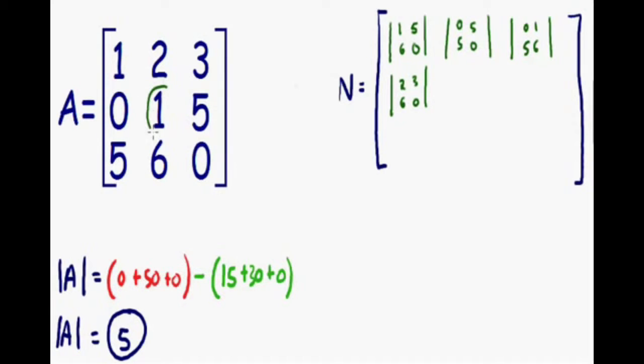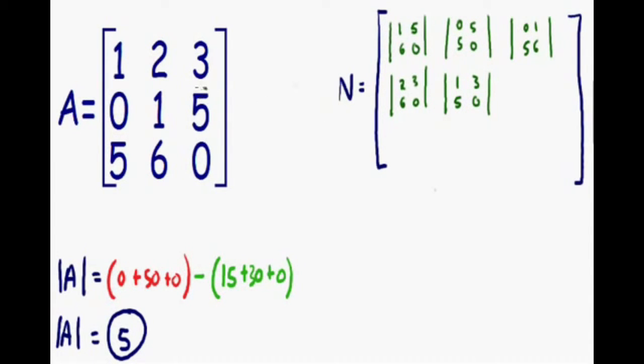So now let's do the same exact thing for our middle number, which is 1. I'm going to cross out the row and the column of this number 1. And we're left with the 2 by 2 matrix 1, 3, 5, 0. So I'm going to copy that 2 by 2 matrix in the middle, 1, 3, 5, 0.